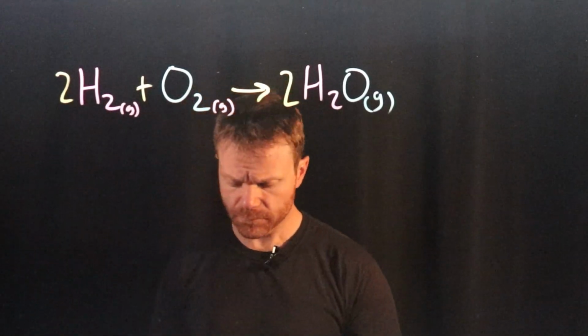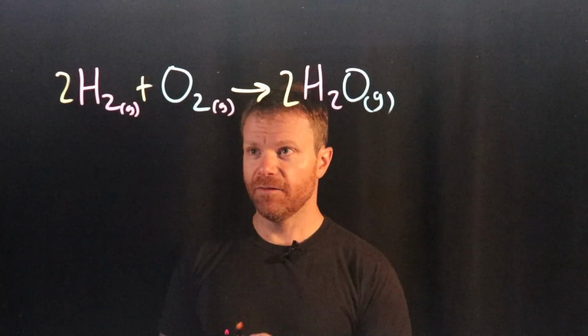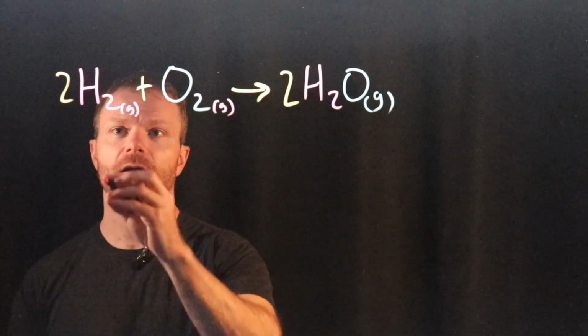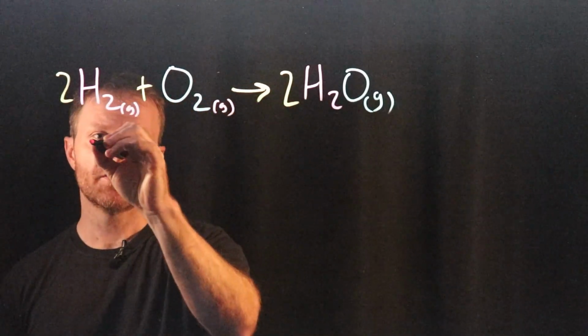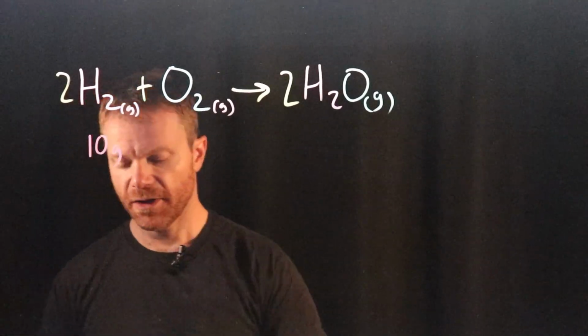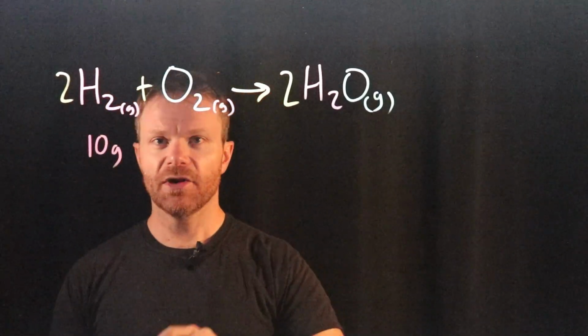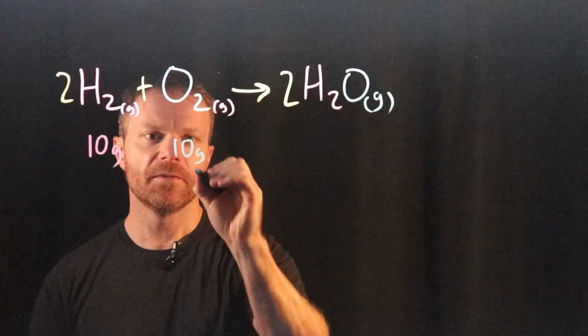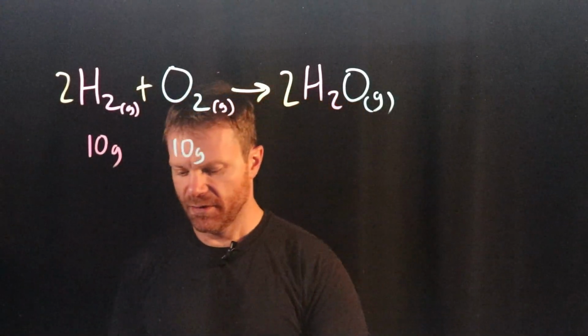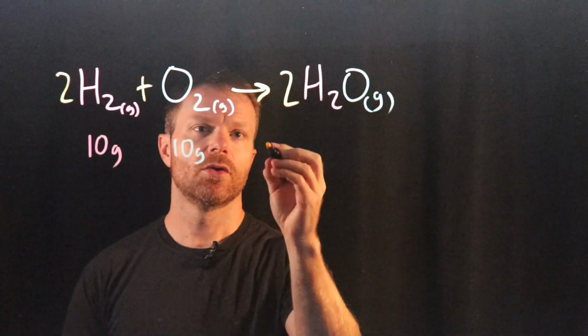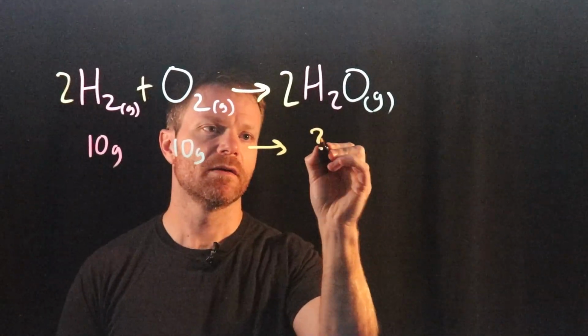Okay, so what if I had, let's use 10 grams again, 10 grams of hydrogen gas and 10 grams of oxygen in a little chamber, and I'm going to burn them together. How much water will I make?